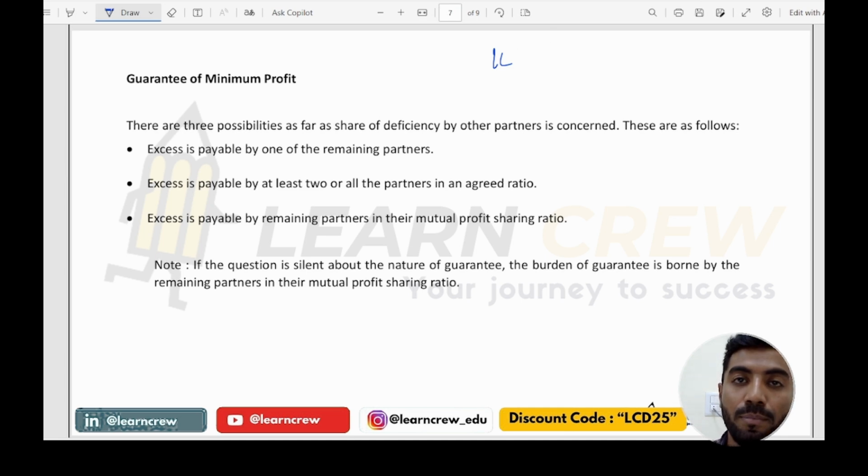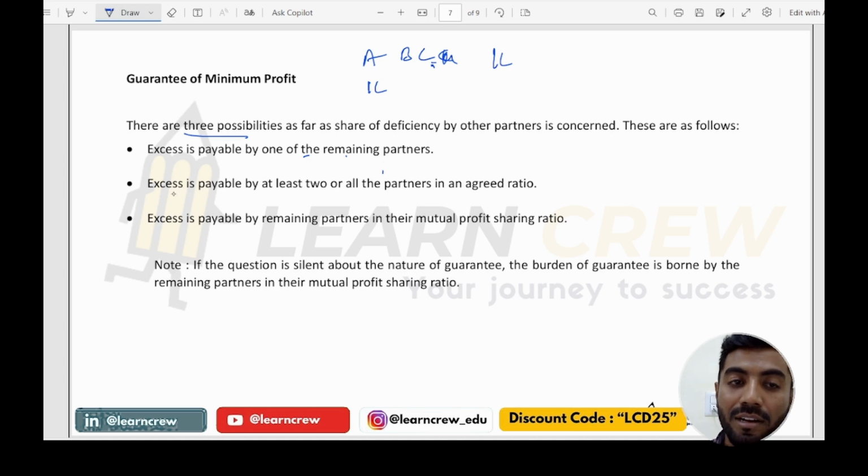The guarantee of minimum profit. There are 3 possibilities in this case. First, the excess is payable by one of the remaining partners. Say for example, A, B, C are there. A has to get 1 lakh minimum. Here C is giving this guarantee. If C is giving this guarantee, then C is liable to pay A. So the excess is payable by one of the remaining partners. Anyone has to pay this amount.